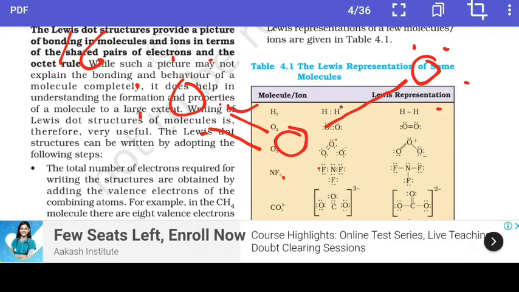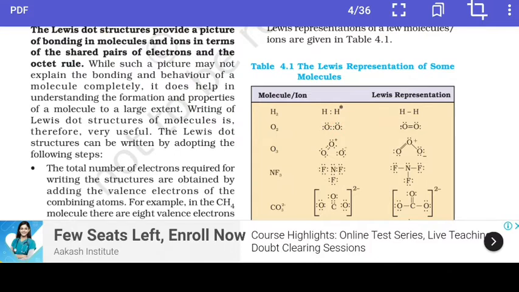2, 3, 4, 5, 6, 7, like this, 8, 9, 10, 11, 12, 13, 14. Now we have 2 electrons more, 15 and 16. So this is the structure of the ozone molecule, you can write like this: O O O.